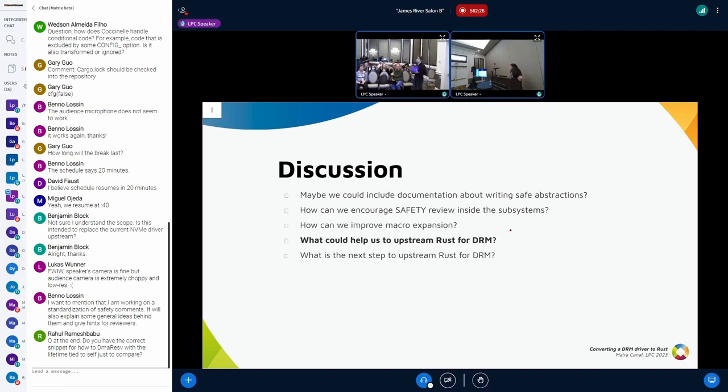Another thing on the safety review, I think Botun covered that. What I wanted to stress is that, as Benno was saying, this is something that we have on the C side. Basically, we have nice comments there that explain why this is okay. On the C side, sometimes we don't even have those, and the problem that we are having now is: can we formalize those to make it even easier to review or automate some of those reviews?